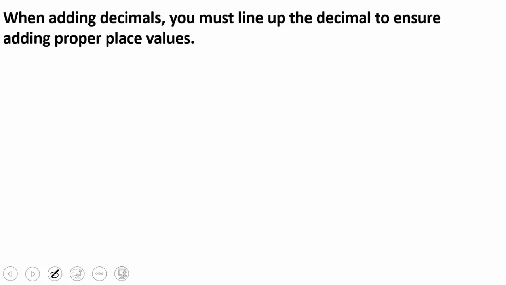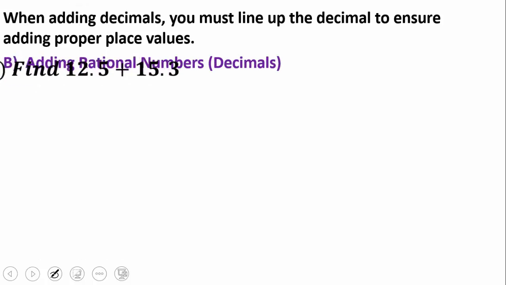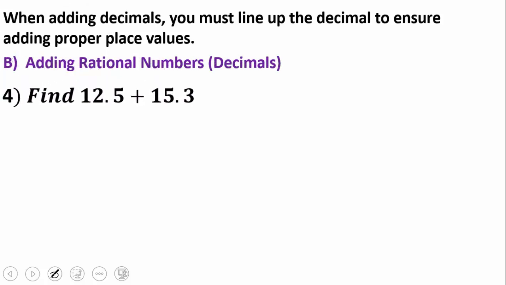Just remember, the only thing you have to know in adding decimals as rational numbers, excuse me there for a second, is that you have to line up the decimal. And I told you that. Why? That is so that you're adding the appropriate place values. So our first example, find 12.5 and 15.3.